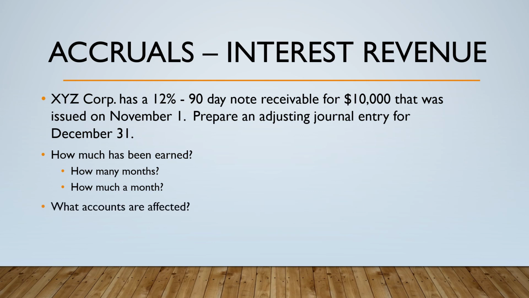What accounts are affected? So this is a note receivable. Since it's a note receivable, that means that we are looking at interest being earned by us. And so the accounts that we would look at would be interest revenue and interest receivable, because we haven't received this money yet, so it will be coming to us in the future. So interest receivable and interest revenue would be the accounts. Interest receivable is increasing, interest revenue is increasing, so the receivable would be the debit and the revenue would be the credit.